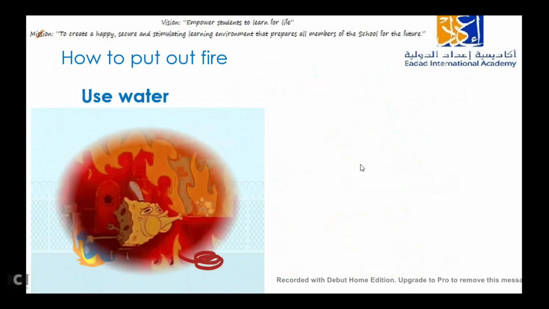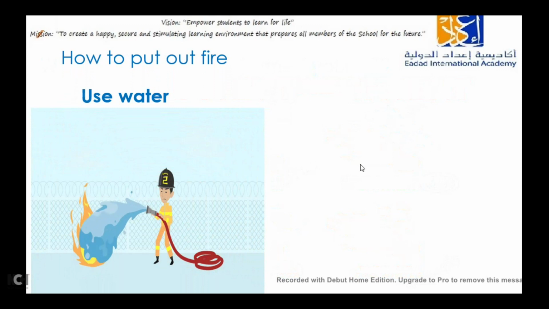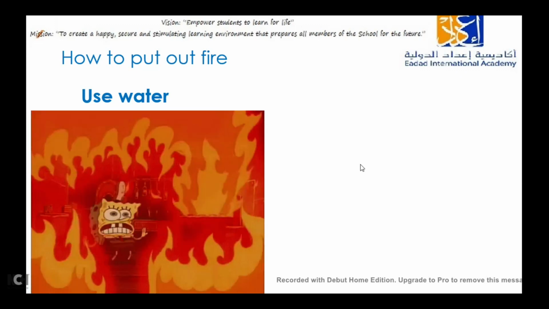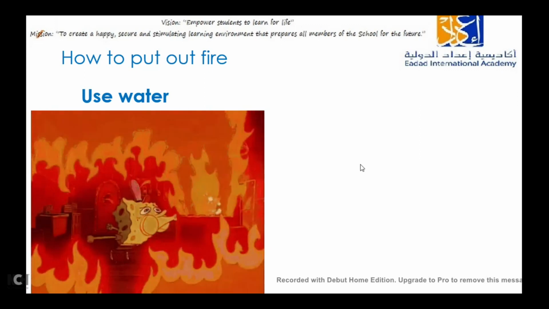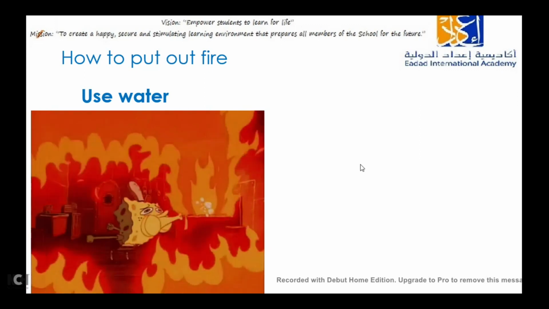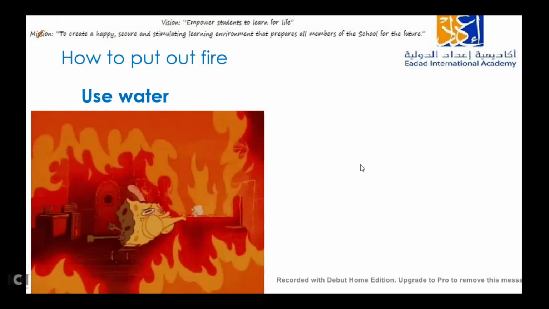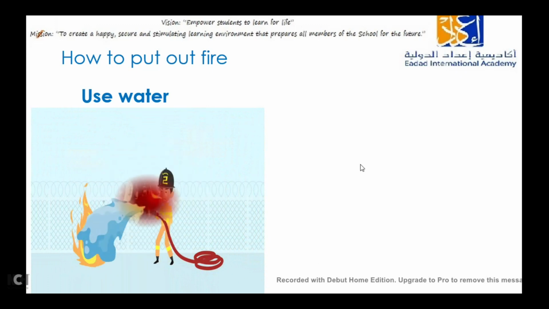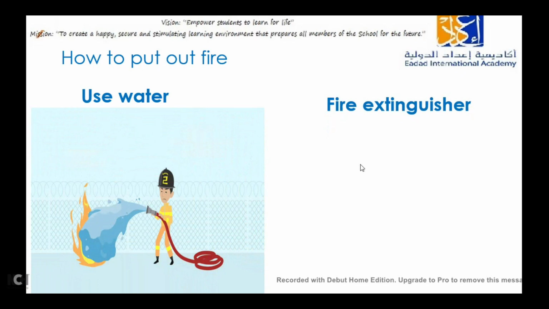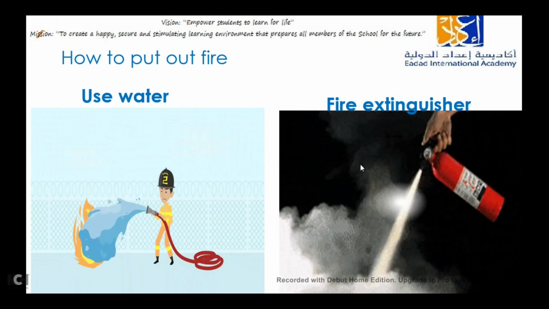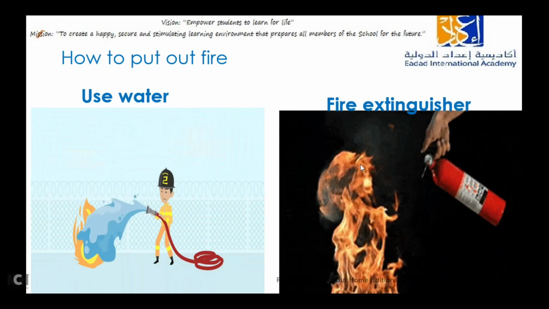Use water, just like this very strong and brave fireman. You need to use water to put out a fire. Don't just simply blow on it. It will not go away, especially if it's a huge fire. Of course, for candles, you can blow them just like on your birthday cake. But for big fires, just like this one, use water, or use a fire extinguisher. So that's the safest way to put out fire.